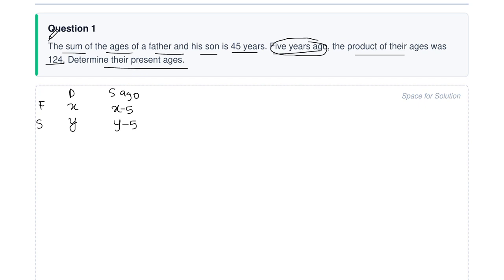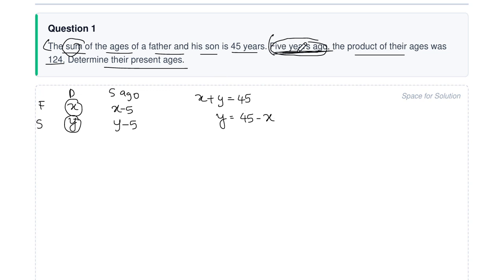Now look at the first statement. The sum of the ages of father and his son is 45. That means we have to consider the present ages. Father's age is x, son's age is y. Sum means addition. That means x plus y is given to be 45. So from here we can find y is equal to 45 minus x.